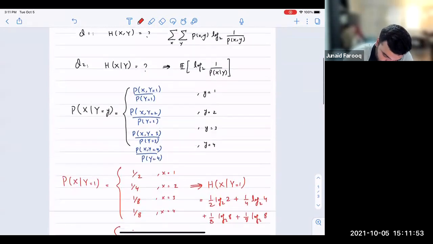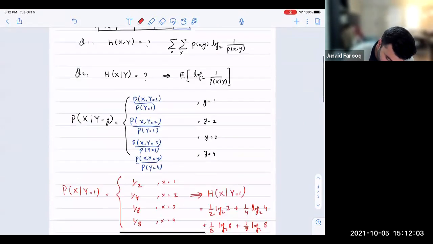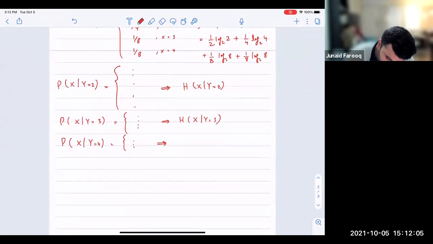And all of these can be figured out from here. You have this, you divide it by the probability of y, you will get the conditional density of x given y. That's how you come up with these conditional entropies. So x given y equals to 4.